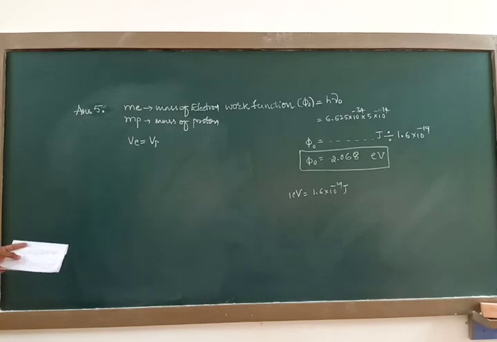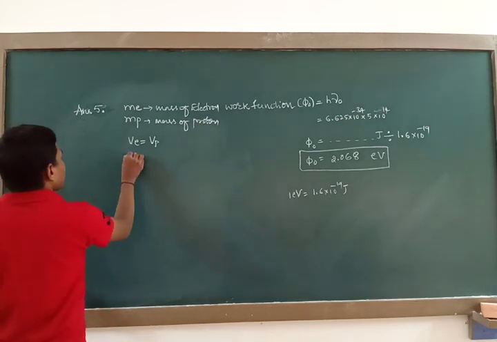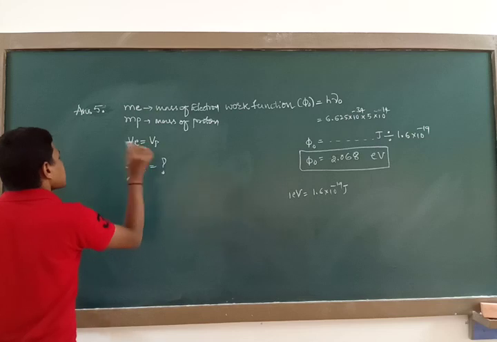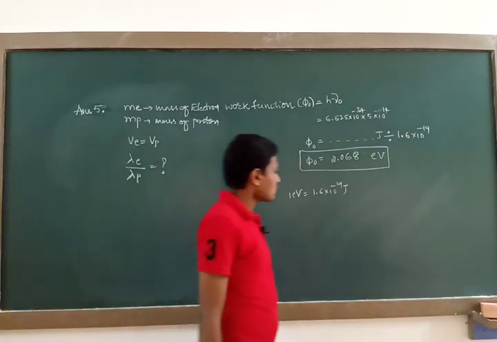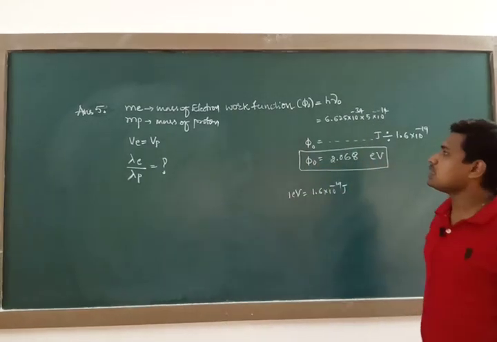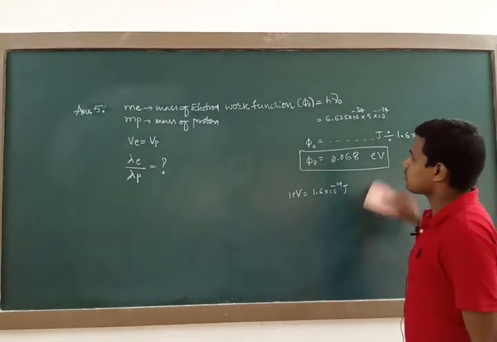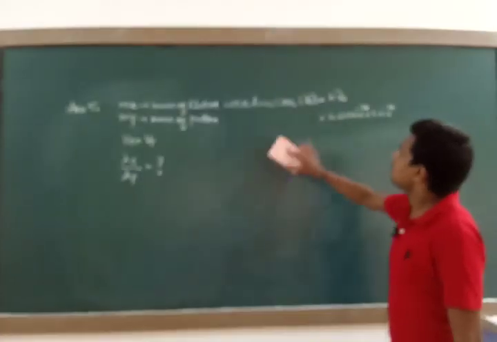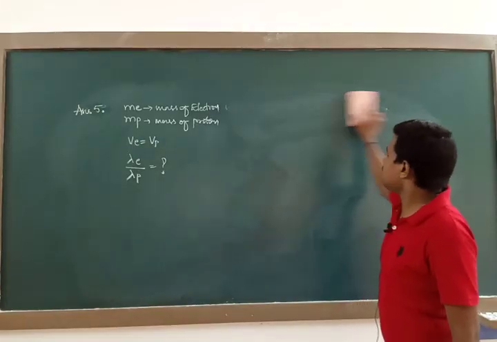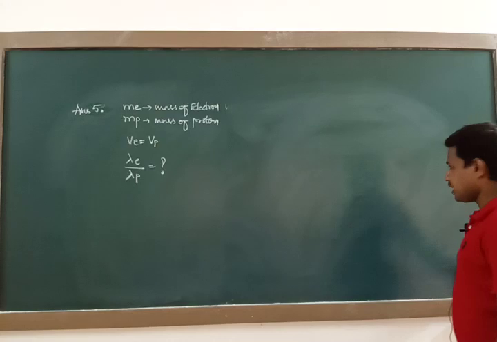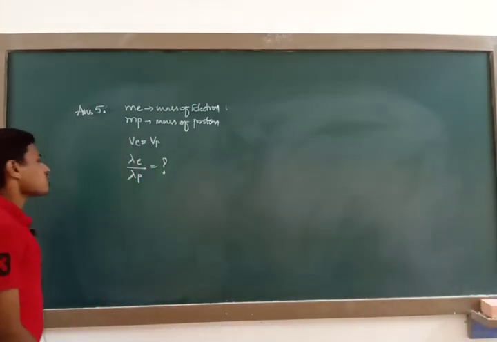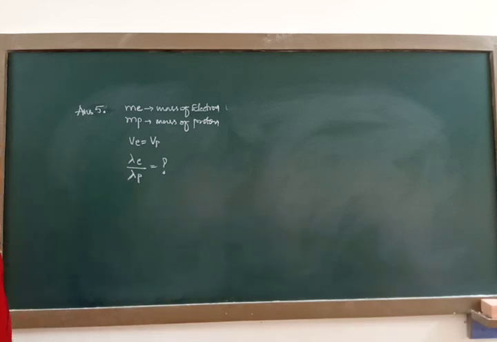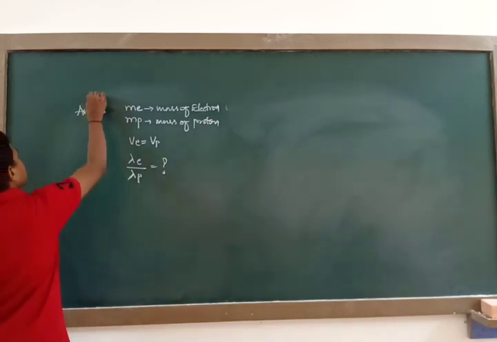What is the ratio of their de Broglie wavelengths? So they are asking for the ratio between lambda e and lambda p, provided that the mass of the electron is me and the mass of the proton is mp, and they are moving with the same speed. It means ve is equal to vp. Then what is the ratio of their de Broglie wavelengths? This is a CET question. They have asked this in CET.